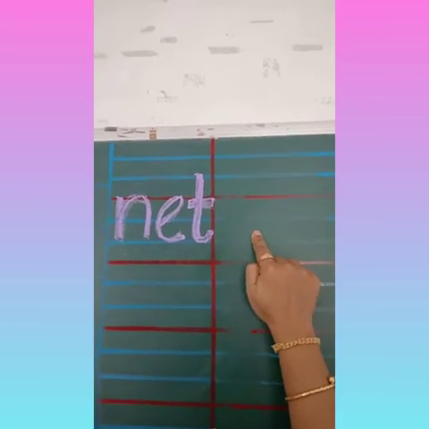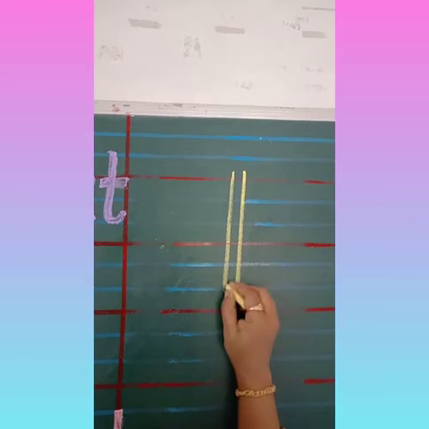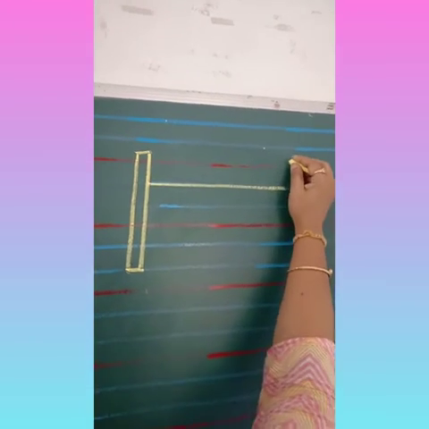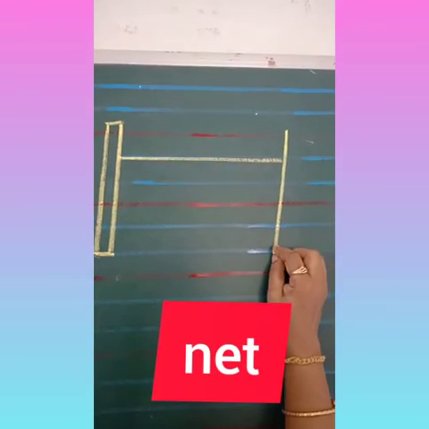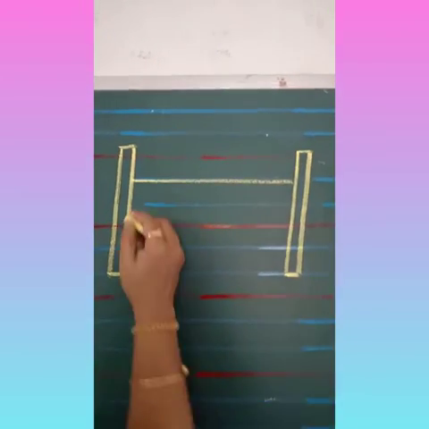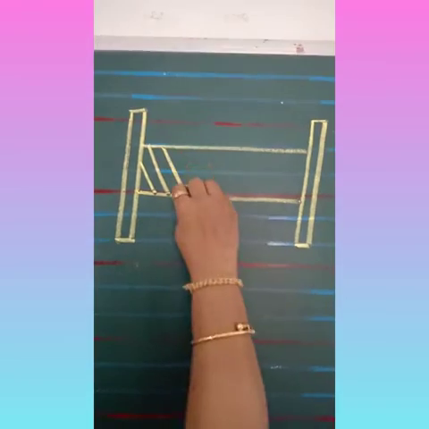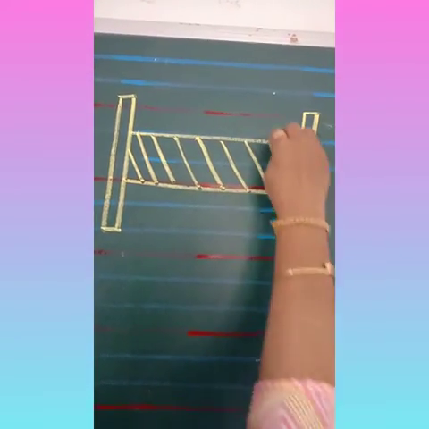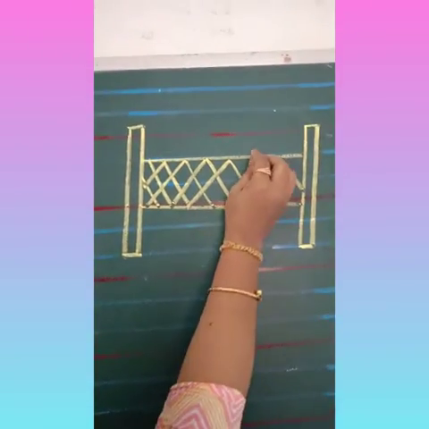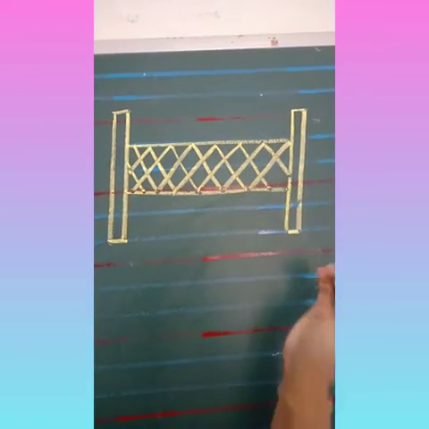Now we will draw picture of a net. So let's start. Standing line, leave little space, another standing line, join here, and on the top leave little space, make sleeping line, and here join and draw another standing line, leave little space, another standing line, join here, and here one more sleeping line, and inside this small slanting line like this. Okay children, so you are finished. Now opposite slanting line like this, slanting line. Your net is ready.